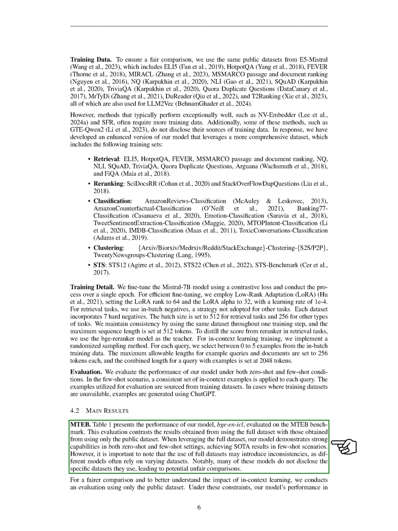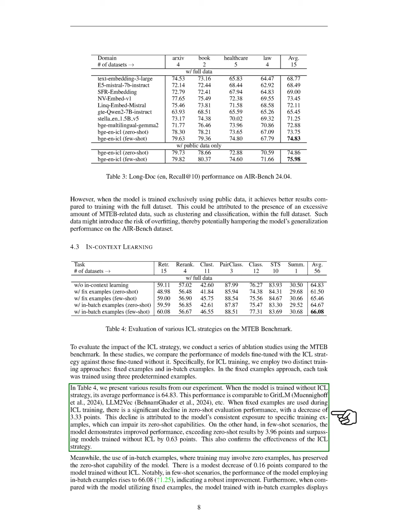Our results show that when the model is trained without ICL, it achieves an average performance of 64.83, similar to models like grit-LM and LLM2-vec. However, using fixed examples during ICL training leads to a notable drop in zero-shot evaluation performance by 3.33 points, likely due to the model's repeated exposure to specific examples, which hinders its zero-shot abilities. Conversely, in few-shot scenarios, the model performs better, exceeding zero-shot results by 3.96 points and outperforming models trained without ICL by 0.63 points, confirming the ICL strategy's effectiveness.